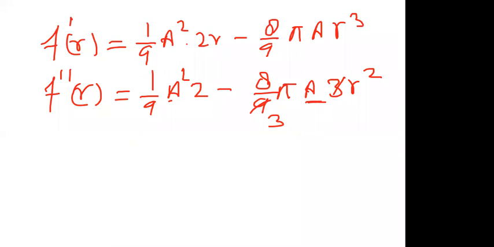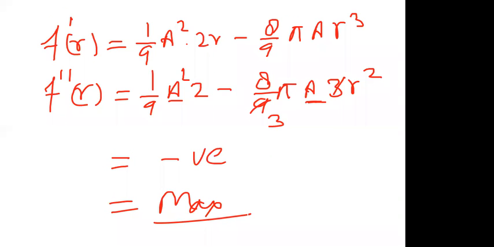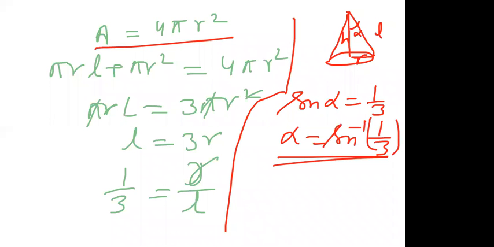If we put that value, it will come out negative. By looking at this only, I can say negative means the volume will be maximum, when the semi-vertical angle is sine inverse 1 by root 3. So this was the question. It's one of the very good questions also. I suppose you all are able to understand this. Please think about it once more.